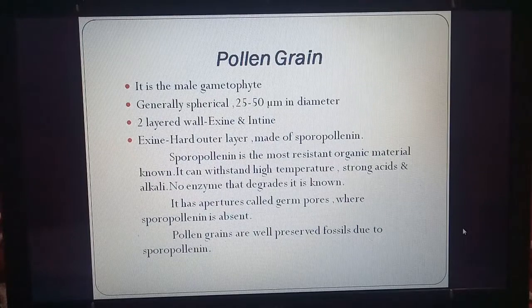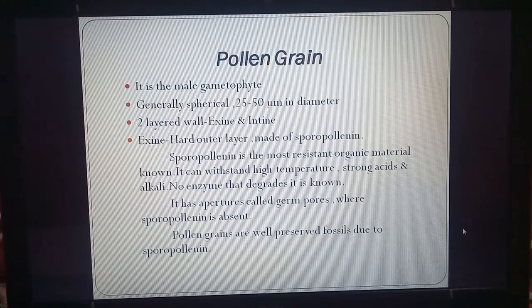Now what is a pollen grain? It is the male gametophyte. It is the male gamete stage. It is spherical, 25 to 50 μm in diameter. It has 2 layers. Outer is exine and inner is intine. The exine is a hard outer layer made of a material called sporopollenin. Sporopollenin is a resistant organic material. It cannot be broken by acids or alkali. It can resist high temperature and no enzyme breaks it. So it helps in protection of pollen.